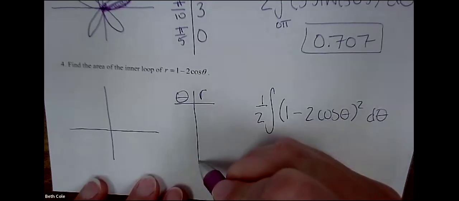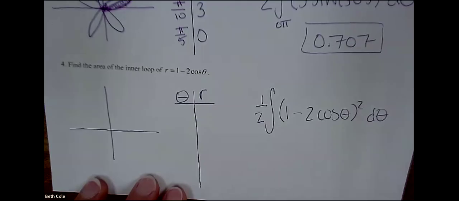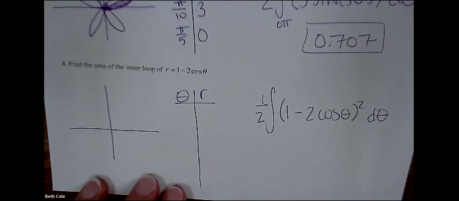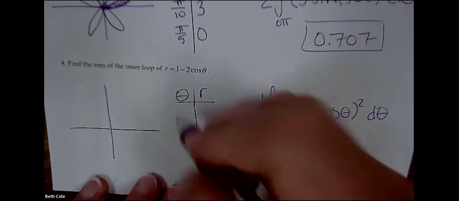It's going to be like a heart thing, well, technically the cardioid is the one that has the cusp. You know what I'm talking about? Anyway, this one is called a limaçon.